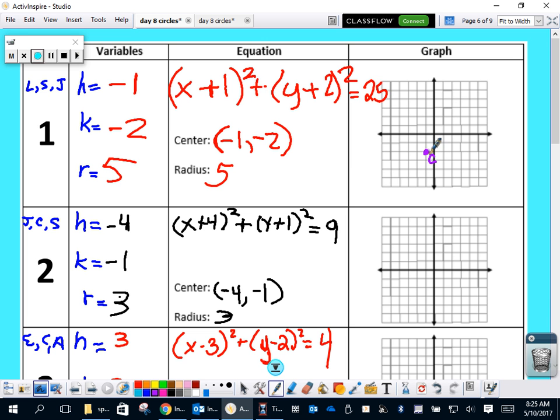You go up 5, 1, 2, 3, 4, 5. There's a point. You go to the left 5, 1, 2, 3, 4, 5. Down 5, 1, 2, 3, 4. It's okay if it goes off a little. And then to the right, 1, 2, 3, 4, 5. And then you do your best to connect. Okay? You're making a circle, so try not to use like straight lines. Just do your best. Okay? And there's your circle.